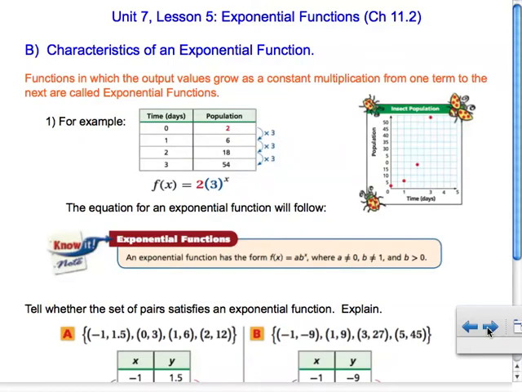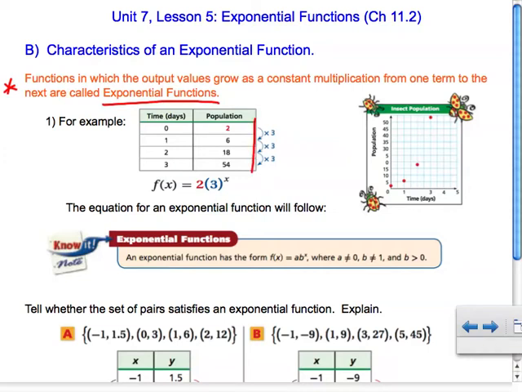Next, we're going to talk about, can you take a look at some ordered pairs or a table and tell me if it's exponential. Okay, this orange line here is important. Functions in which the output values grow as a constant multiplication from one term to the next are called exponential functions. Okay, we've been dealing with these since the beginning of when we jumped into chapter 11.